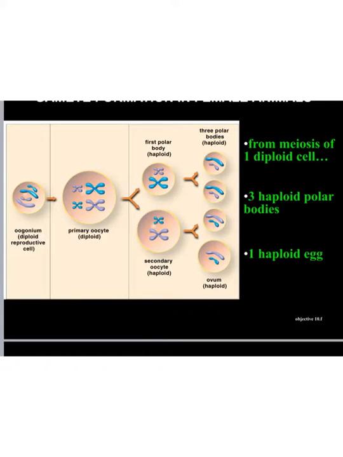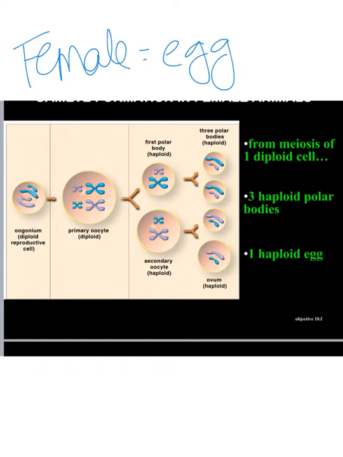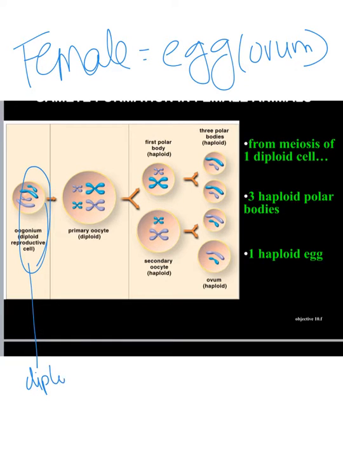Okay, so lastly, we want to talk about gamete formation in the female. And in humans, this is formation of the egg, or what we call the ovum. It happens a little bit differently than in the male, but the primary steps are the same. So here we have what's called an oogonium. This is the female reproductive cell. It is also diploid, just like in the male.